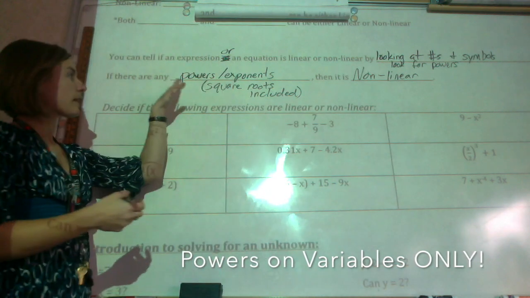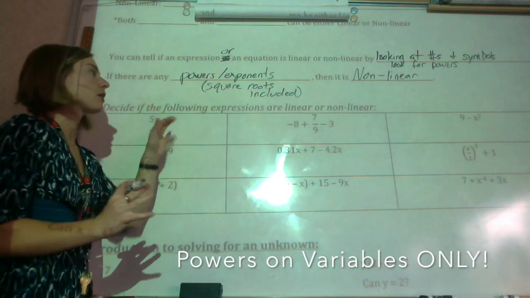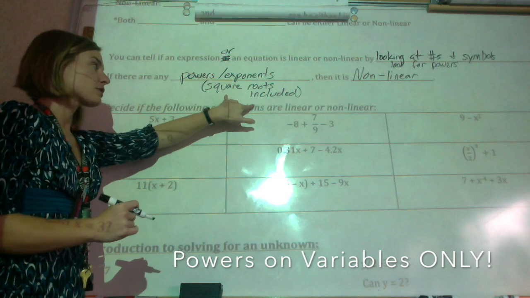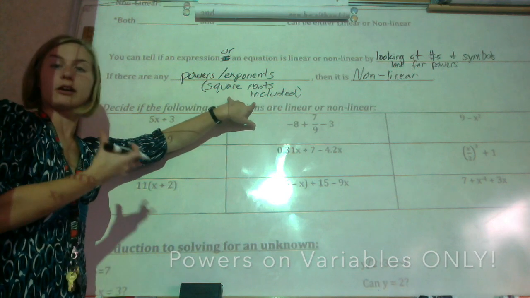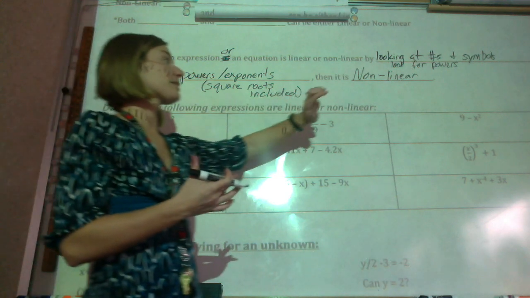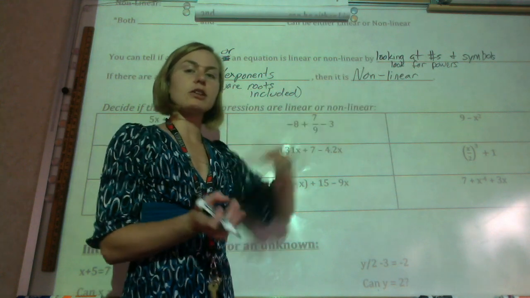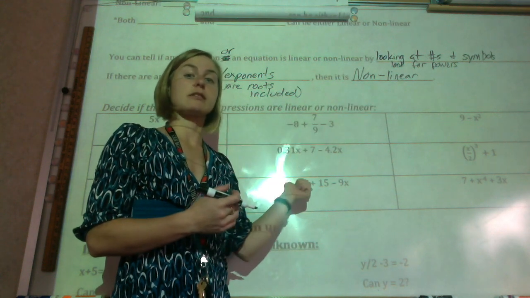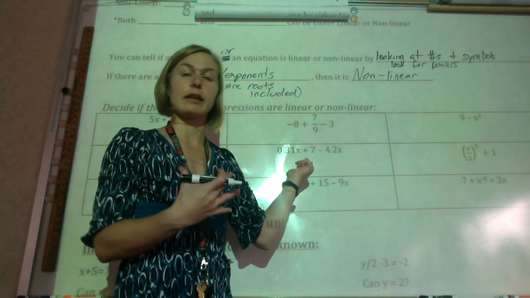Okay, so if there are any powers or exponents, and square roots, cube roots, all of those are included in powers, then you have something that's nonlinear. So let's take a look at some examples and see if they are linear or nonlinear and see if we can identify those.